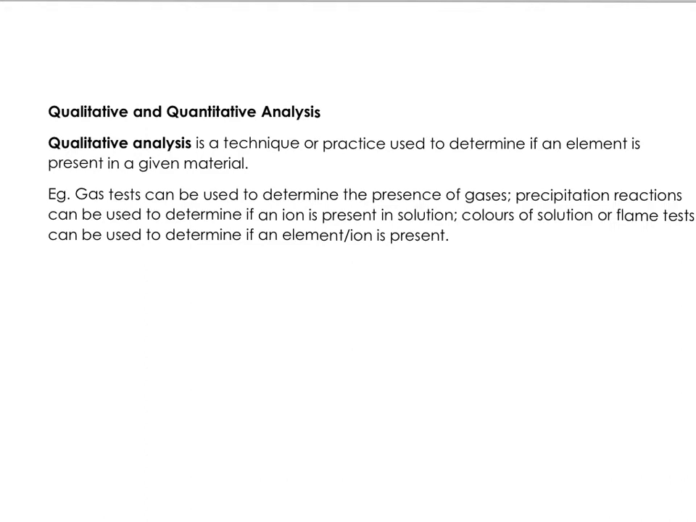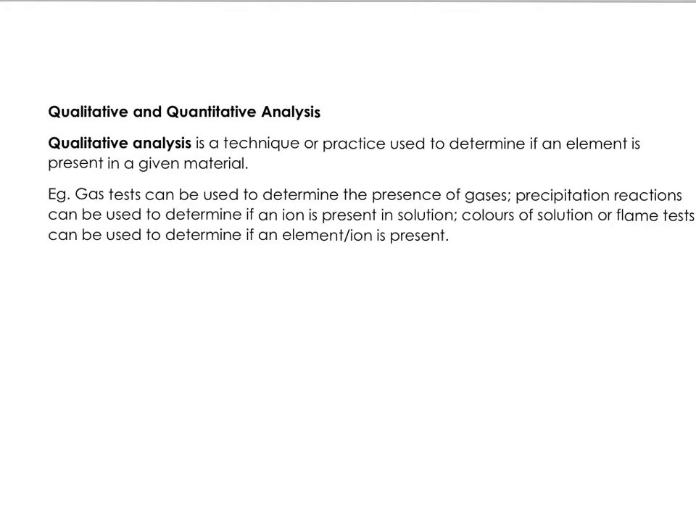For example, gas tests can be used to determine the presence of gases. If you do a glowing splint test, if oxygen is present, the splint relights. If you have hydrogen gas, you hear a high-pitched pop. Precipitation reactions can be used to determine if an ion is present in solutions.